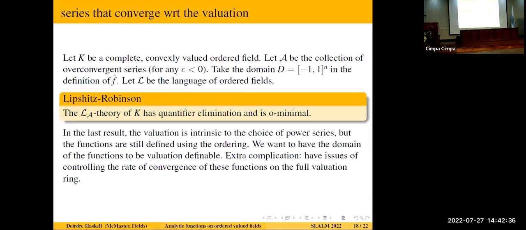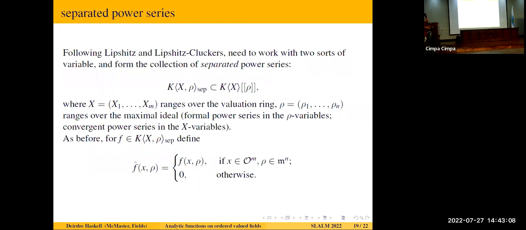So what happens when you're trying to deal with these restricted analytic functions in this valuation definable way is that things get complicated, because dealing with the rate of convergence on the valuation ring, you don't have enough control. That's really what it comes down to. So in the work of Lipschitz in the early 90s, and then later on by Lipschitz and Robinson, what they did is to work with two sorts of variables to try to keep track of convergence on either the maximal ideal or on the valuation ring.